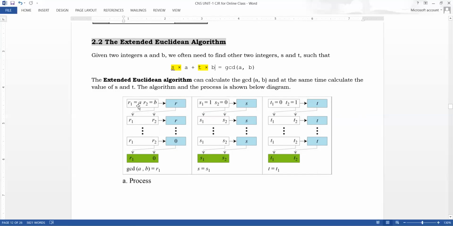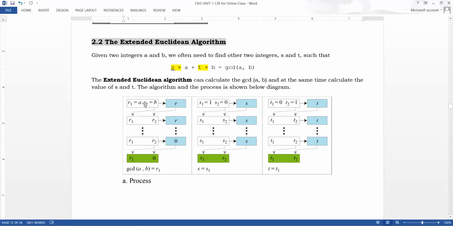So R1 is assigned with A, R2 assigned with B. Now find out R1 by R2. Note down here the remainder, and the quotient also will be there, so we need to note down the quotient also. And in the same way, shift the values, R2 value to R1, R value to R2, and again find R1 by R2, note down the quotient as well as the remainder.